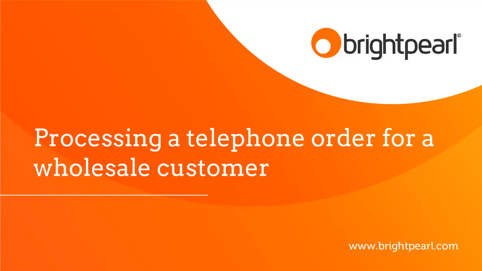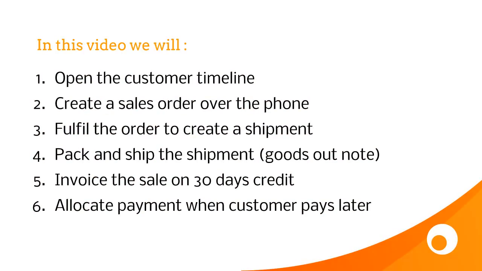In this video, I'm going to show you how to process a telephone order for a wholesale customer. We're going to go through a number of steps. It's an existing customer, so we're going to open the customer timeline to see what's happened before. Then we'll create a new sales order, and then fulfill the sales order, which creates a shipment.